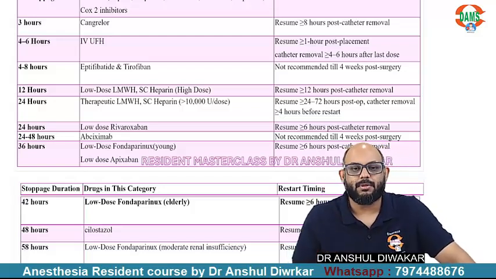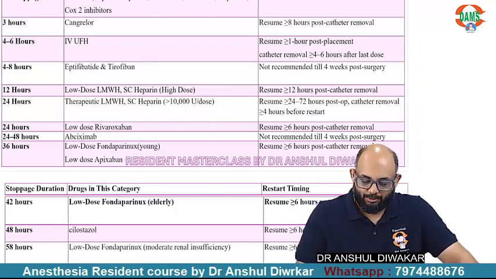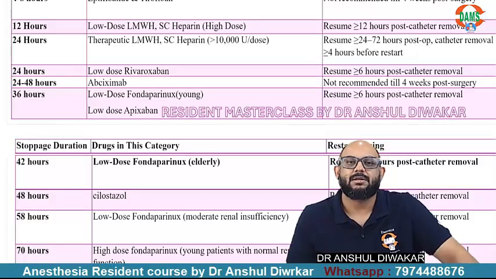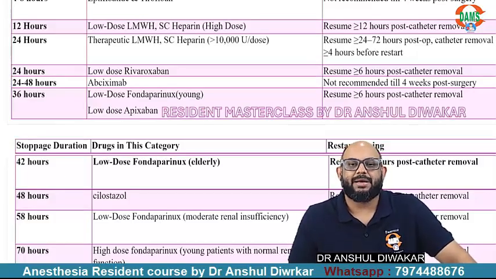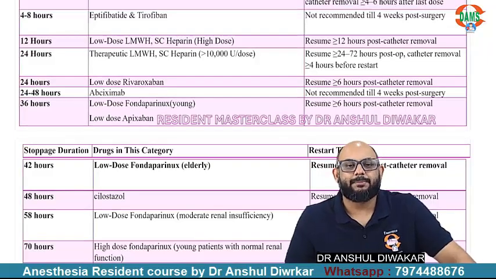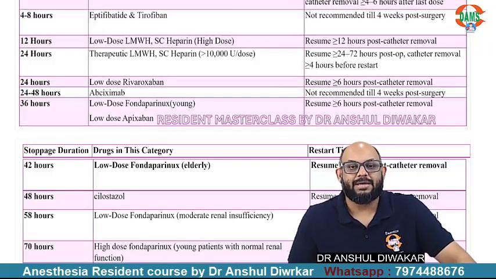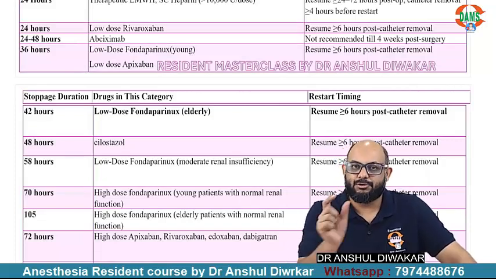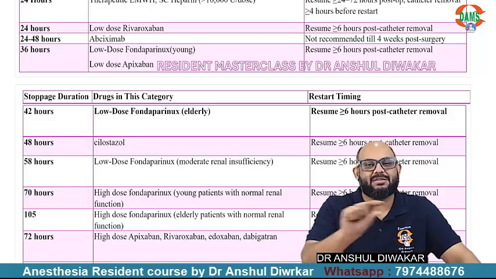Okay. Then 12 hours is low molecular weight heparin, which is low dose, and subcutaneous heparin, which is high dose. So 12 hours is enough. 24 hours is low molecular weight heparin, which is therapeutic or high dose, and subcutaneous heparin again high dose, more than 10,000 units per day. 24 hours is low dose of rivaroxaban. 24 hours, which is unique. Low dose rivaroxaban is different.